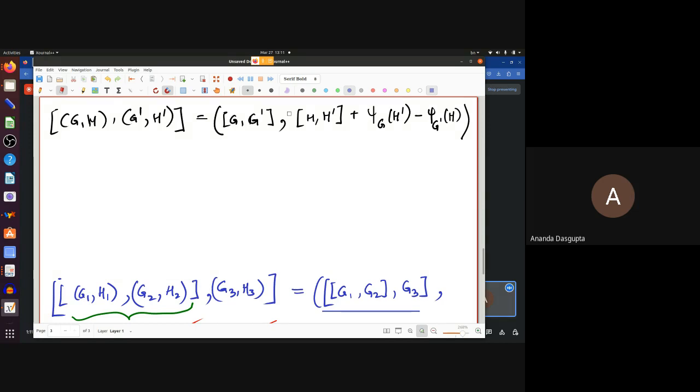Okay, this is something you won't find in most textbooks, I guess. I don't know whether this is in any textbook. But this should be easy enough to understand.